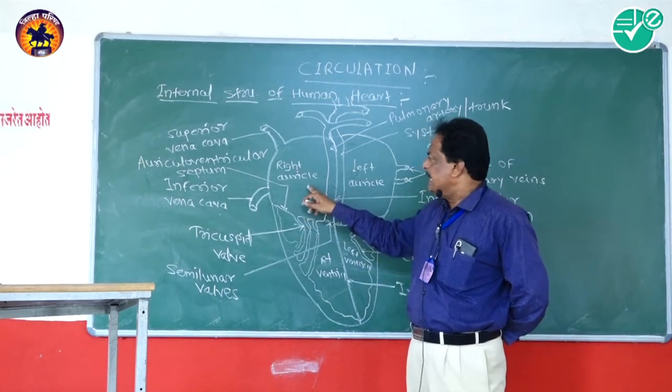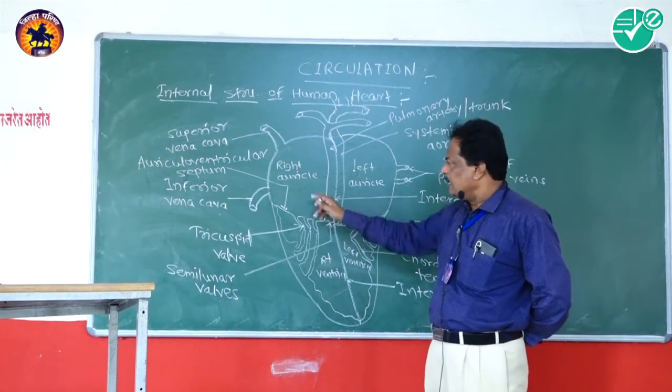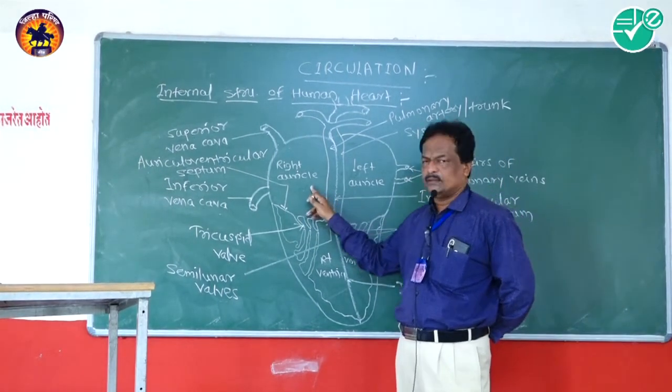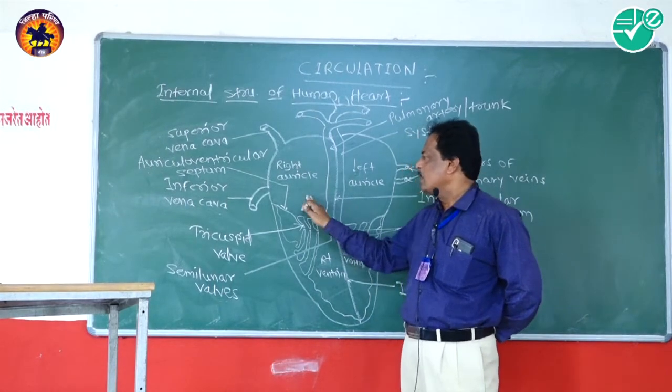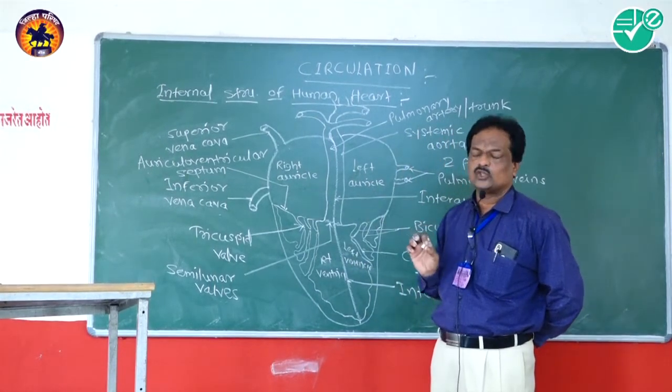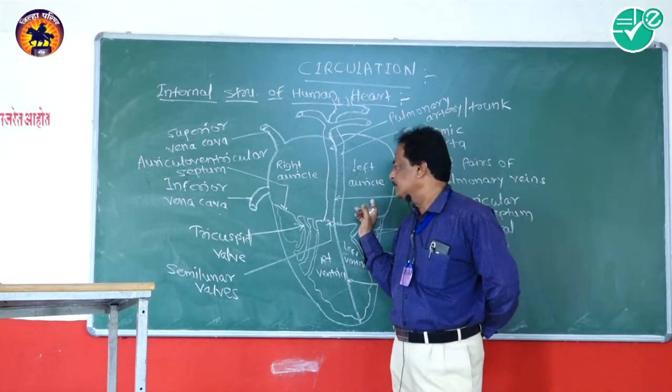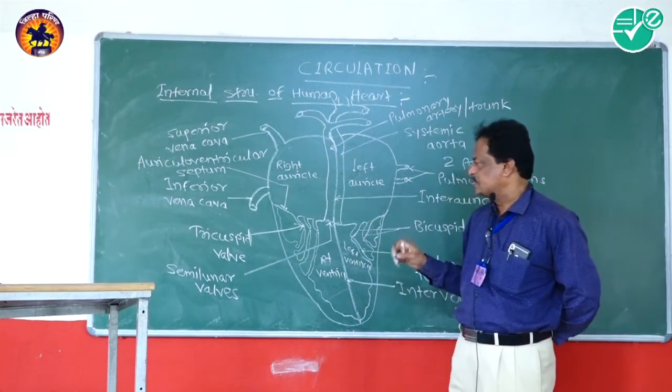When the right auricle receives the impure blood from different parts of the body, at the same time the left auricle also receives the pure or oxygenated blood from the lungs.